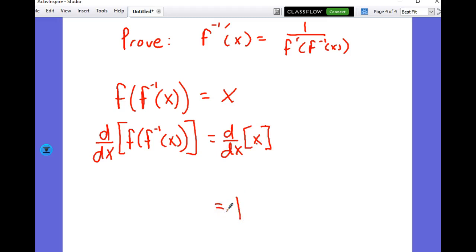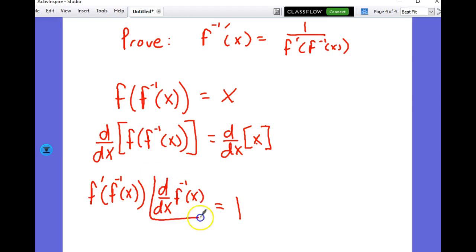We're going to have the derivative of the outside function, so it's going to be f prime, and we won't be changing the inside for that. And it gets multiplied by the derivative of the inside, which is what I'm trying to find. I want to know, what does this equal?